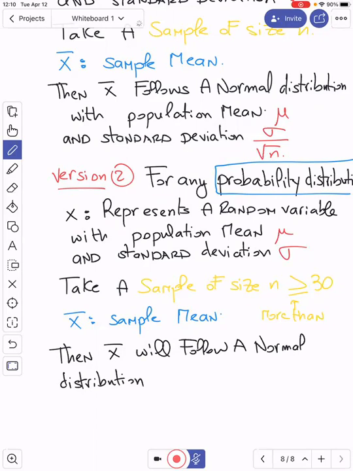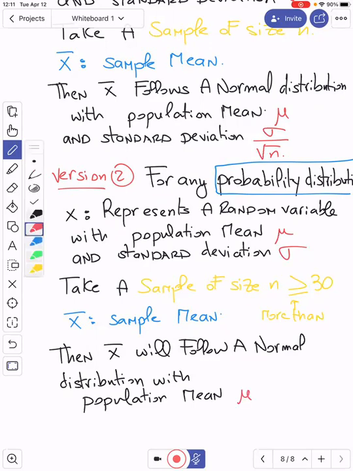So then we can convert this X bar to Z. If it follows a normal distribution, then we can convert the variable to Z, a normal distribution with the same population mean mu as X, and standard deviation sigma over square root of n.